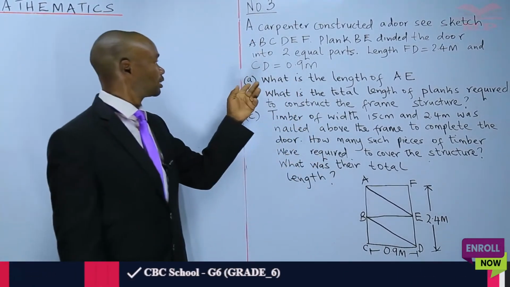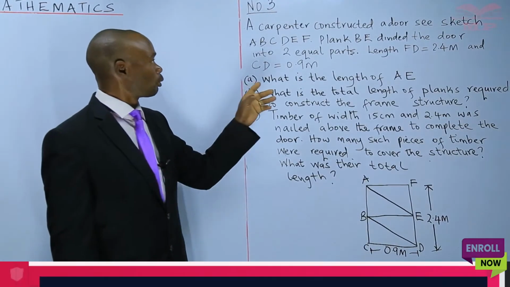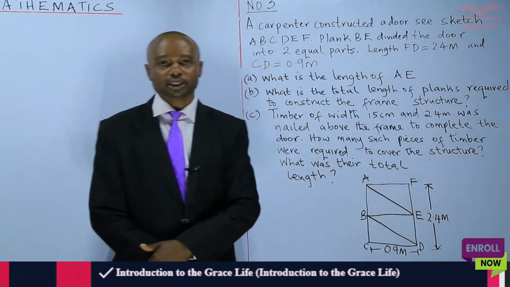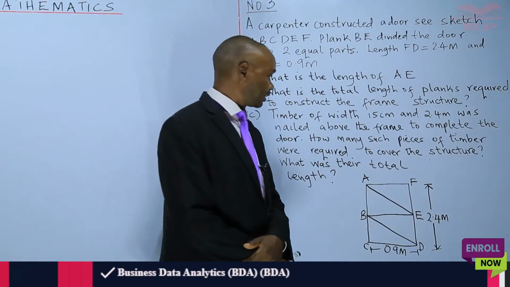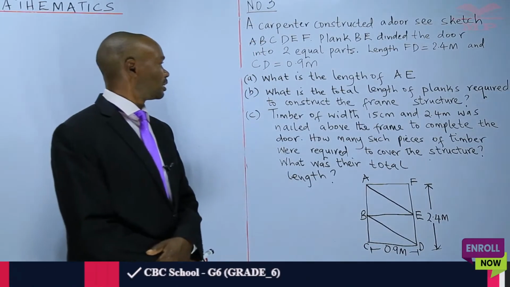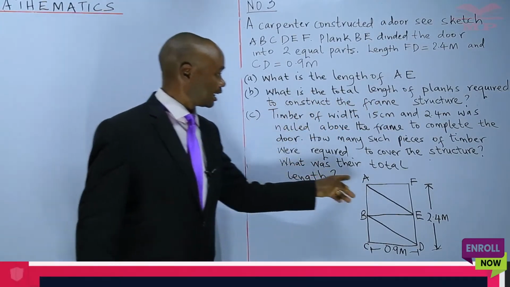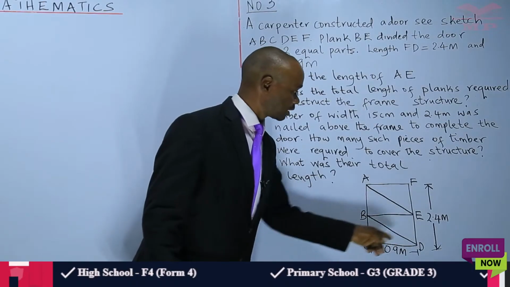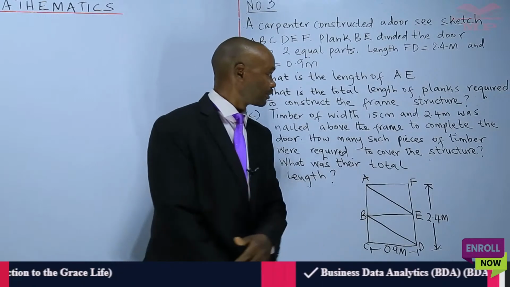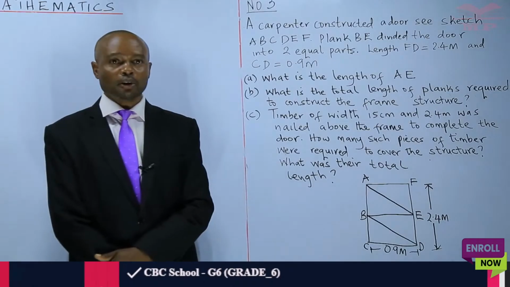So the first question, A, asks you, what is the length of AE? What is the length of AE? The second question, B, asks you, what is the total length of planks required, or the length of all these planks required to construct the frame?